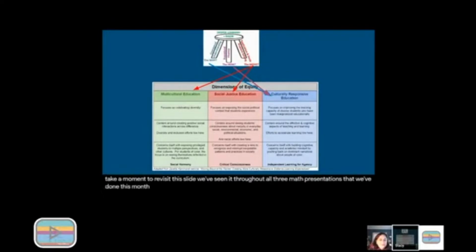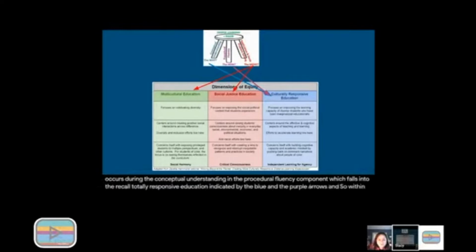And why is student ownership important? For us, it's important because it connects to the student building their identity as a mathematician. Our goal as math teachers is that every one of our students sees themselves as a mathematician in the world around them. And this occurs during the conceptual understanding and the procedural fluency components, which fall into the culturally responsive education, indicated by the blue and the purple arrows.